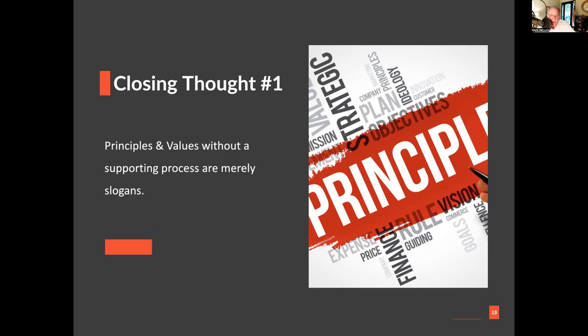So anyway, principles and values without a supporting process are merely slogans. Take a look at your posters around your company and see whether or not you have processes that support all those great things you say you're doing.